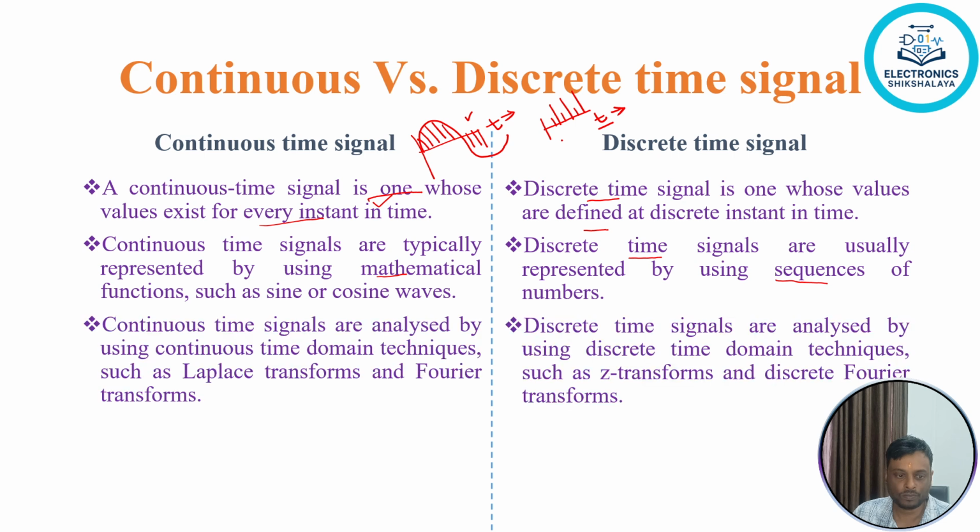Continuous time signals are analyzed using continuous time domain techniques, that is, with the help of the Laplace transform and Fourier transform. Similarly, discrete time signals are analyzed by discrete domain techniques, that is, the Z transform and the discrete Fourier transform.